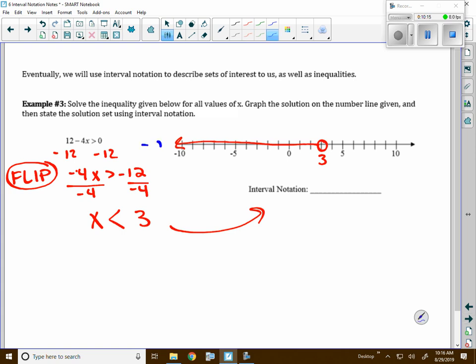Okay. Hopefully you see that we're headed towards negative infinity over there. And negative infinity should come first. Okay? Infinity, again, always gets a parenthesis. The 3 will get a parenthesis because it was just a less than symbol, no equal to on that one.